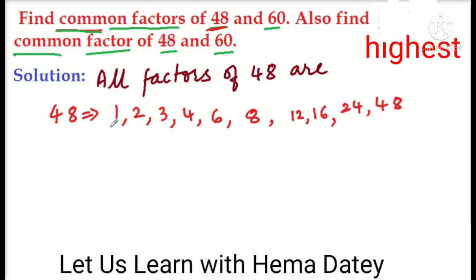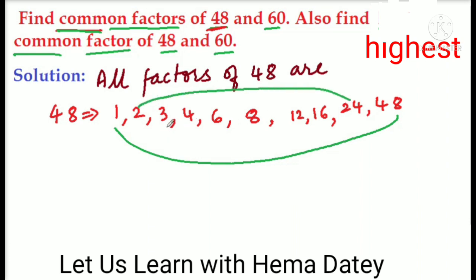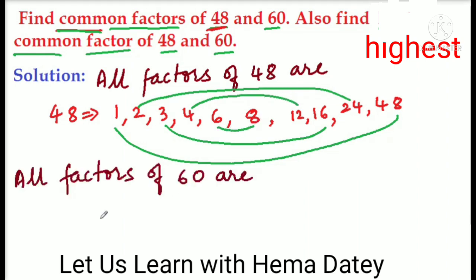Wow, these are all the factors of 48. We can quickly multiply and check. 1 into 48 is 48, 2 into 24 is 48, 3 into 16 is 48, 4 into 12 is 48, and 6 into 8 is also 48. By the same way, find out all the factors of 60.